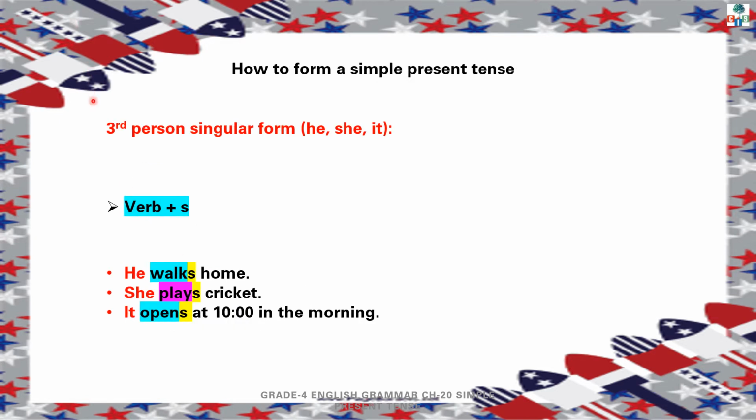For third person singular form, he, she, it or any other singular noun, we use the verb adding an s. For example, he walks home. She plays cricket. It opens at 10 in the morning.